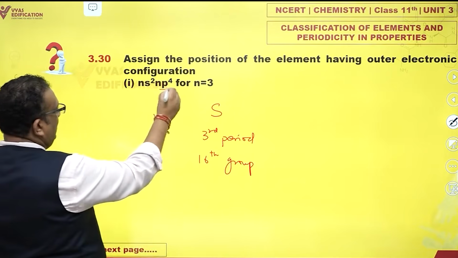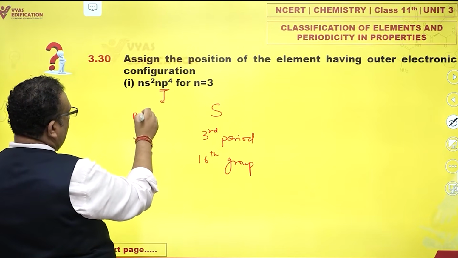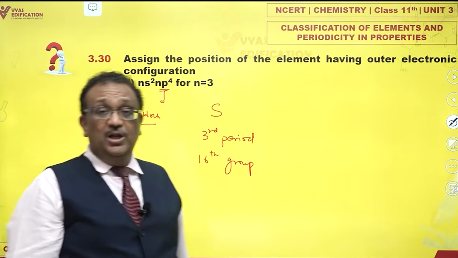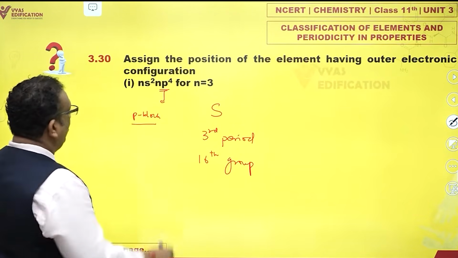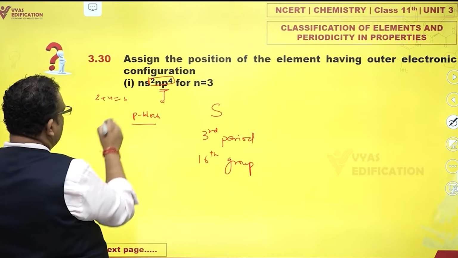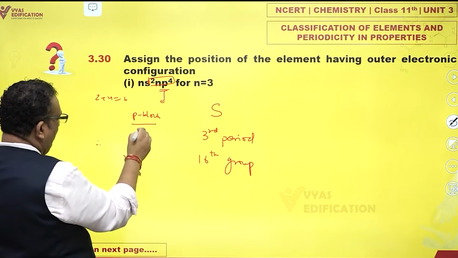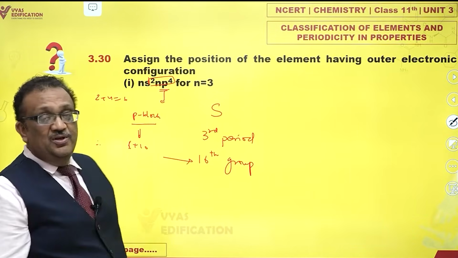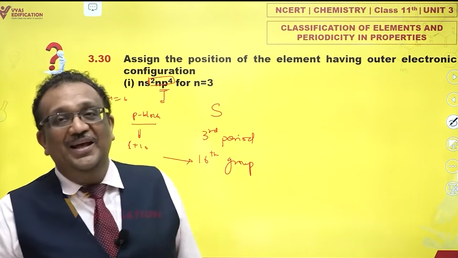How do you infer that? It is a p block element, because outermost electron is in p subshell, so it is a p block element. And overall valence shell contains how many? 2 plus 4 is equal to 6. Therefore, if within p block 6 plus 10, that makes it 16th group. So this is a 16th group element.